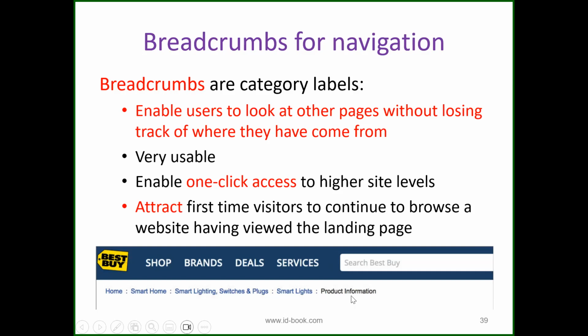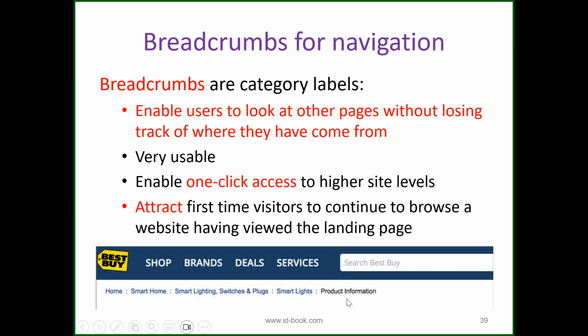But if this product information is inside a folder, which is inside another folder, which is inside another folder, and then you come to home, at times when you reach this place, you yourself will forget how you have reached here. So for that purpose, breadcrumbs are used. It shows you the location of the resource that you're trying to find. The breadcrumbs are category labels which enable the user to look at the page without losing track of where he has come from.